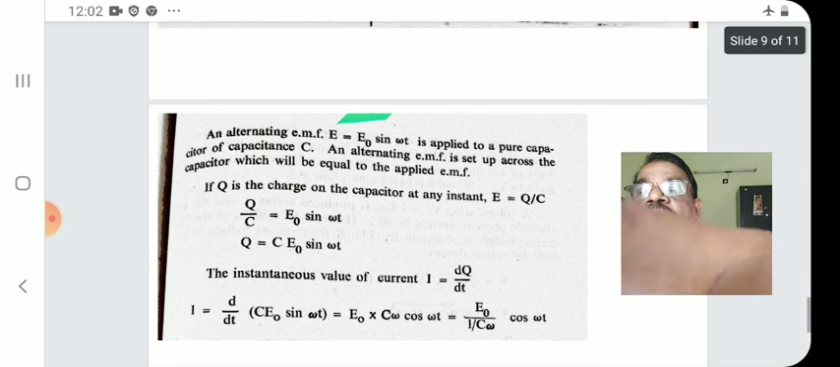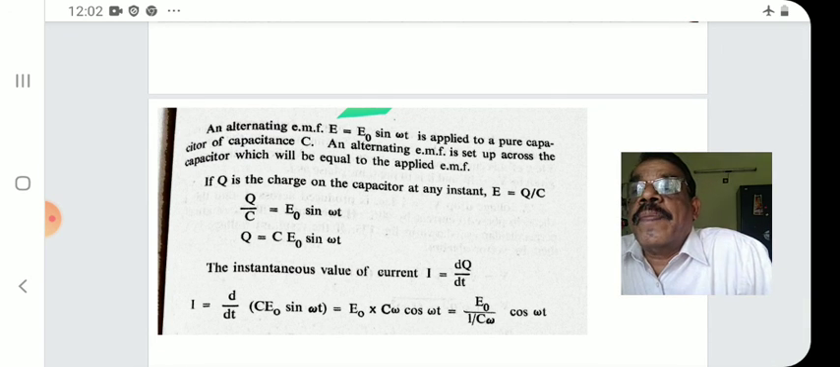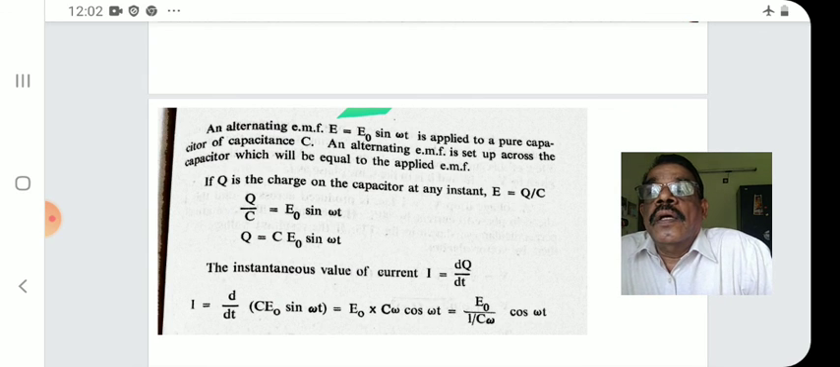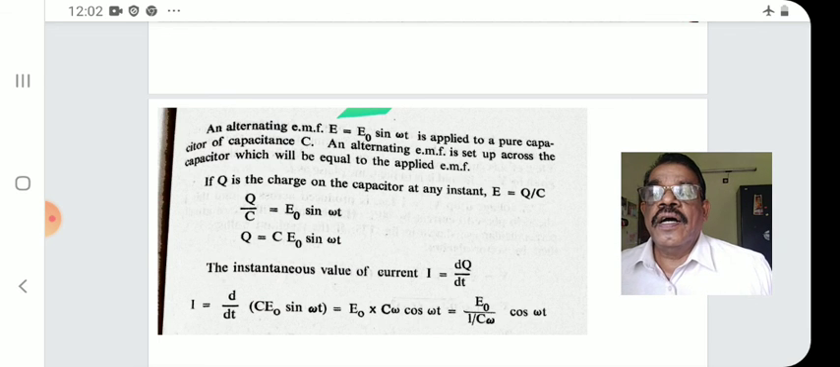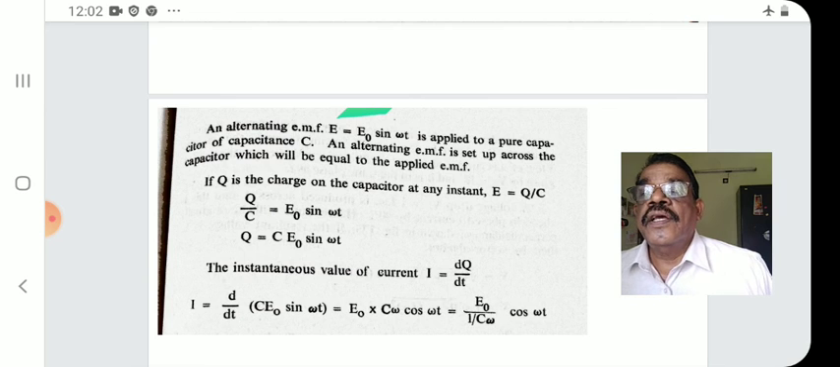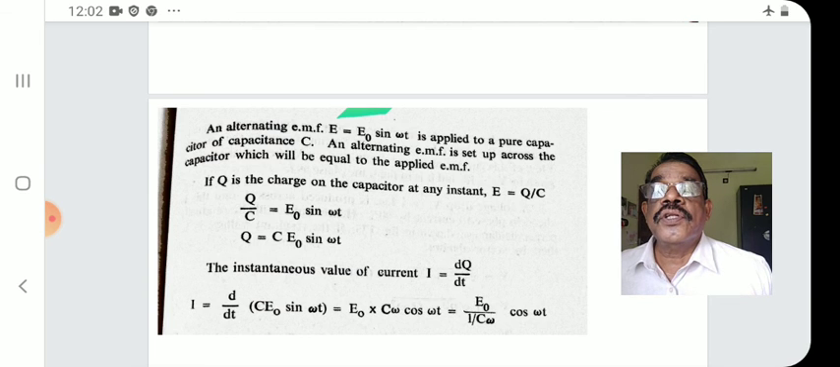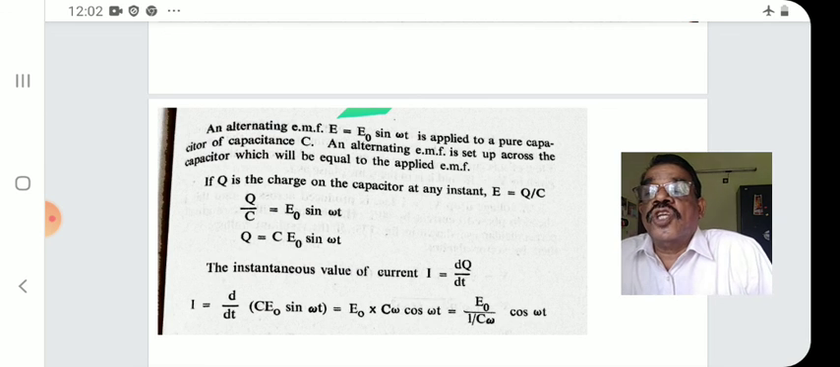This is the circuit containing capacitance. An alternating EMF E equal to E0 sin omega t is applied to a pure capacitor of capacitance C. An alternating EMF is set up across the capacitor, which will be equal and opposite to the applied EMF. The action is somewhat similar to that of inductance, but there is a difference. If Q is the charge on the capacitor at any instant, E is equal to Q by C. You know Q is equal to CV. That is, Q by C is E0 sin omega t, so Q is C E0 sin omega t.